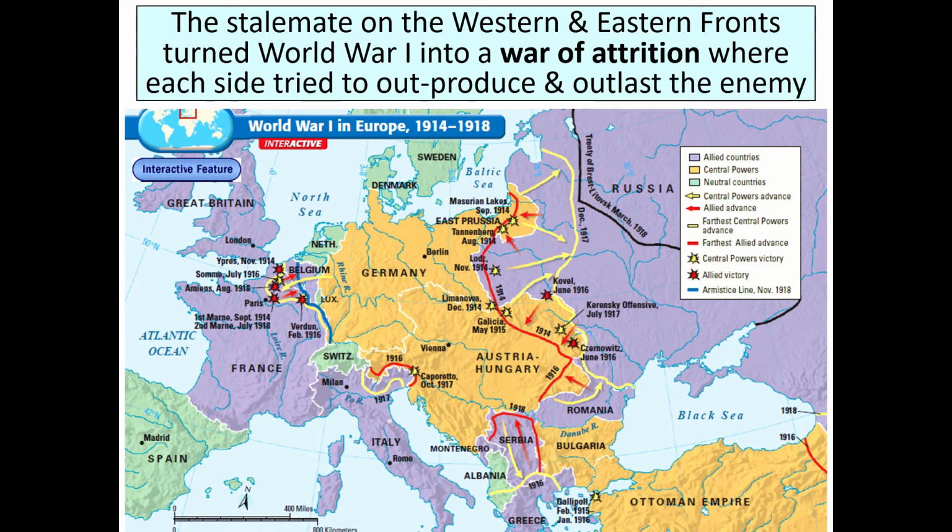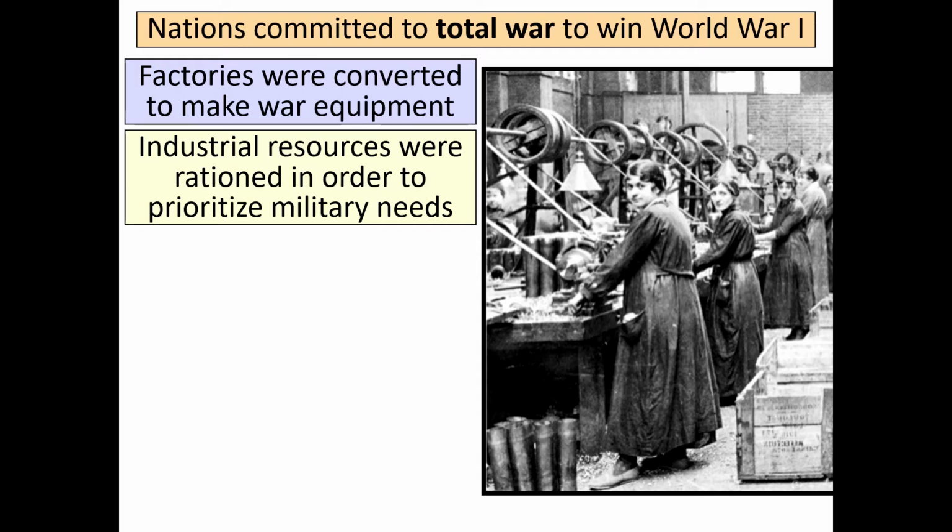The stalemate on the Western and Eastern fronts turned World War I into what we call a war of attrition, in which each side tried to outproduce and outlast the enemy. Whoever breaks first loses. Nations committed to what we call total war in order to win.